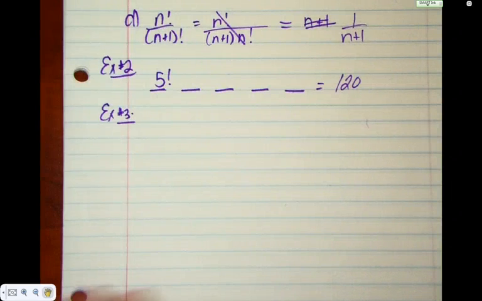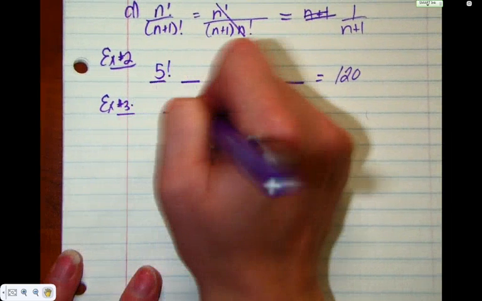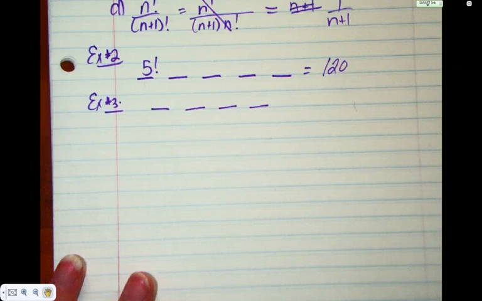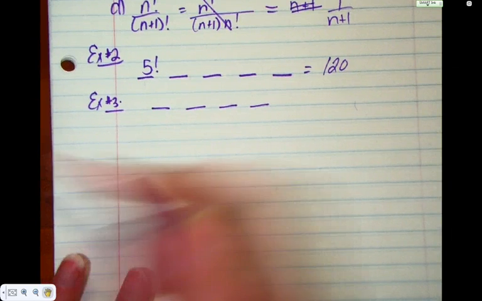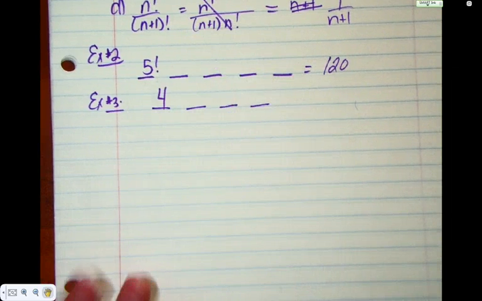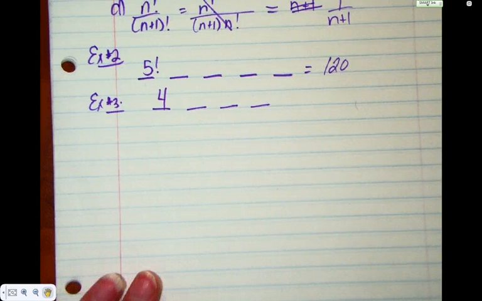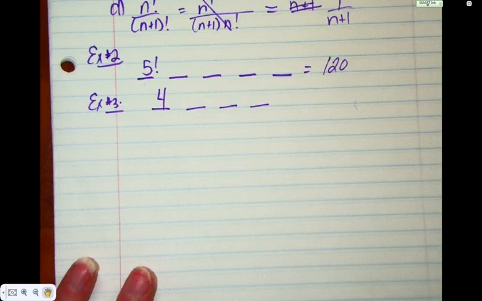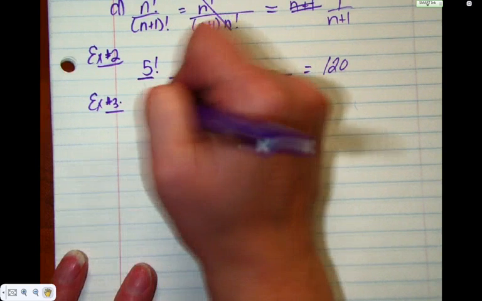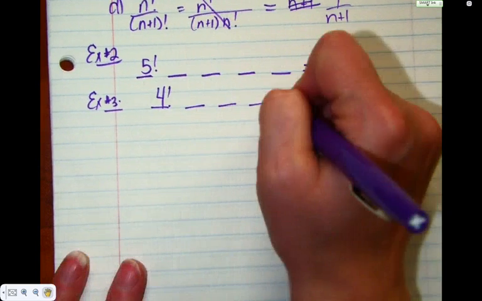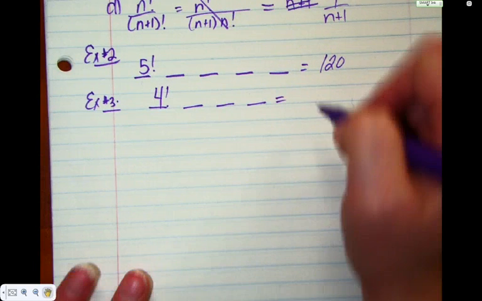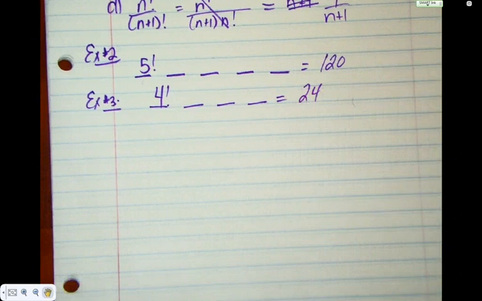How many blanks? How many choices for the first digit? Okay, can't repeat, so how many choices for the next number? And then, you've memorized, or you're going to memorize, 4 factorial is? Bam. Factorials make our life easier if you're lazy.